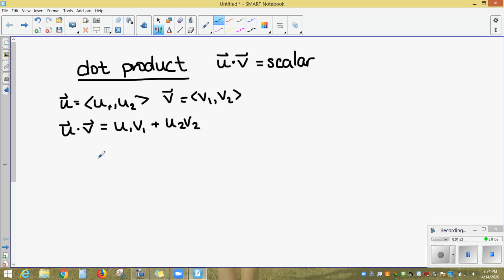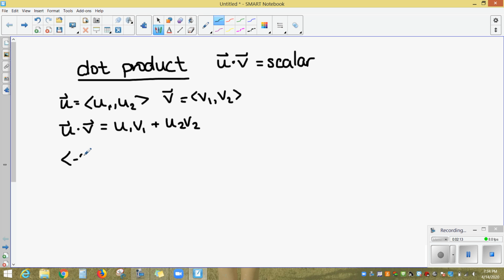If you get down the road into a class where you're looking at three-dimensional vectors, which all of you likely will in the paths that you're looking toward, it'd be the same thing with three components. First times the first plus second times the second plus the third times the third.